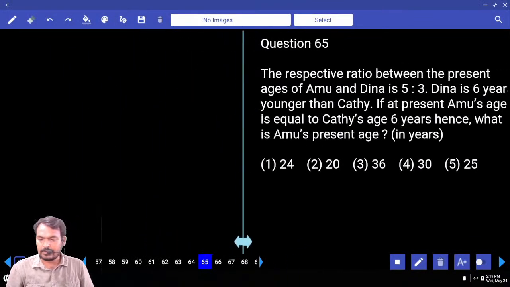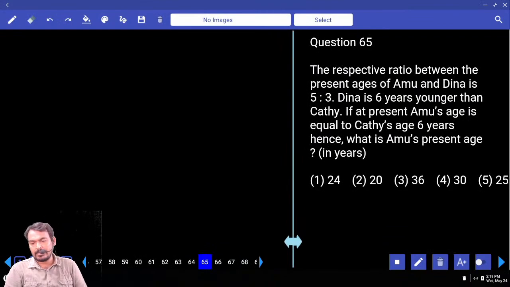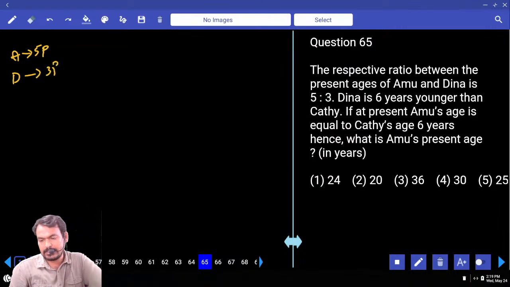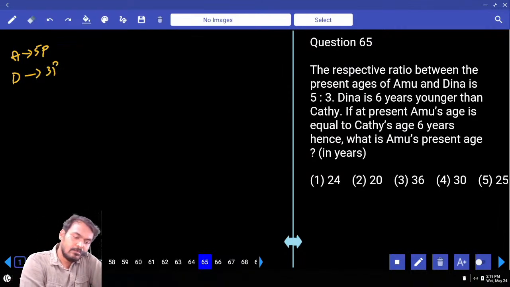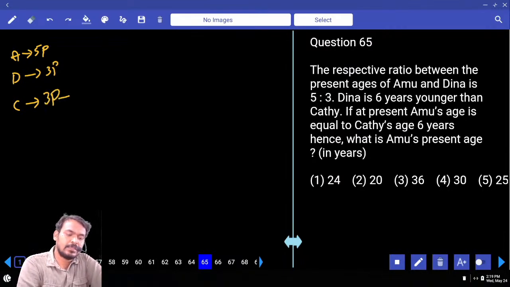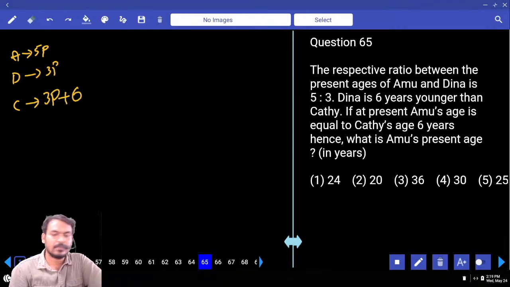Question number 65. The respective ratio in the present days of A and D is 5:3. A is how many parts? 5 parts. D is how many parts? 3 parts. Next, D is 6 years younger than C. Means C will be 3 parts plus 6.